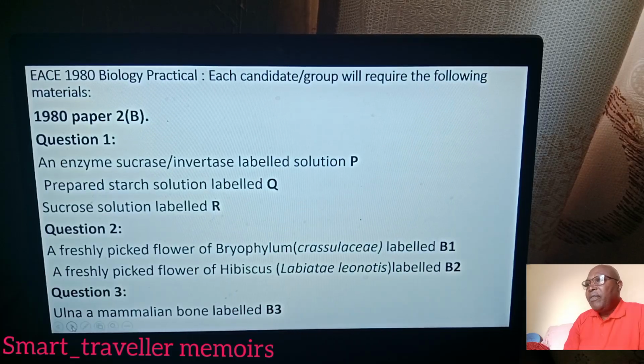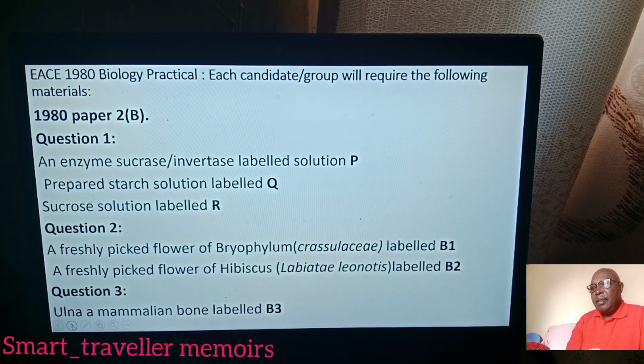So each candidate was required to have the following materials. Question 1, you are required to have an enzyme, sucrase or invertase, labeled solution P. You are also supposed to have a prepared starch solution labeled Q. And ending here, for this question, you are supposed to have sucrose solution labeled R.